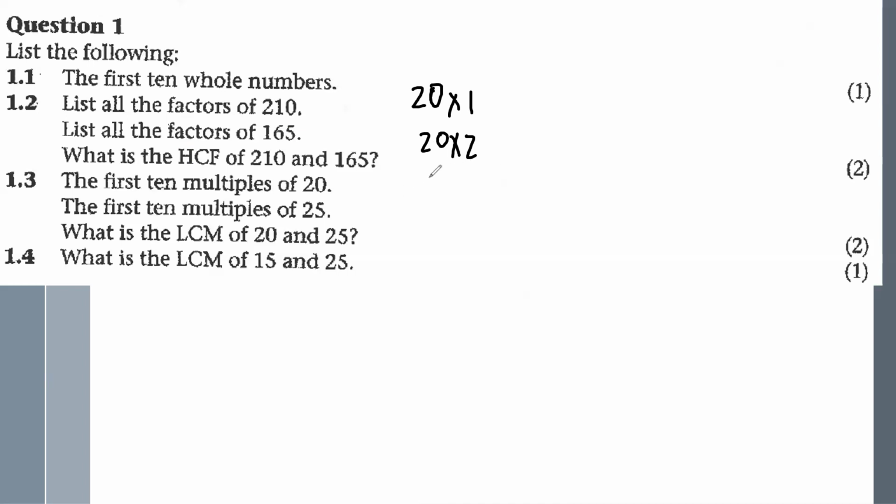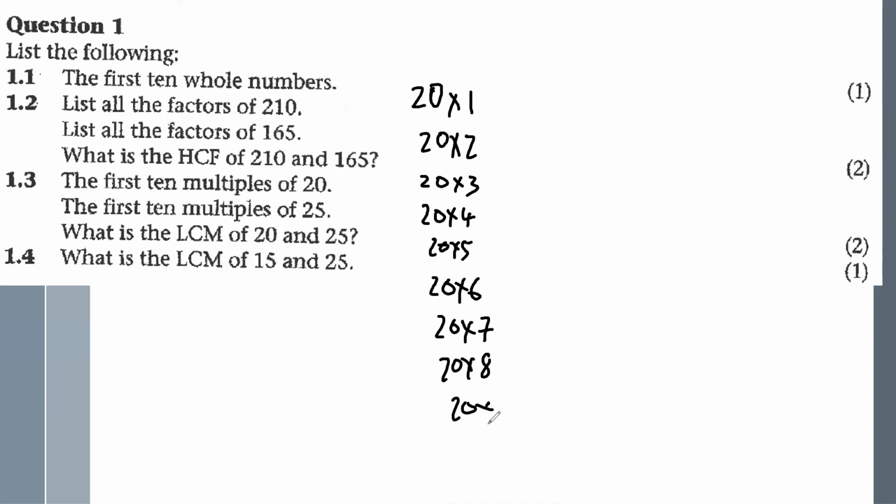So the first 10, that means find out what happens when you multiply 20 by 1, by 2, by 3, by 4, by 5, by 6, by 7, by 8, by 9, and by 10. And these will be your first 10 multiples. So I will leave that to you, and you will write down the answer. And you will do the very same thing with the first 10 multiples of 25. Once you have answered this question, look at the next question there.